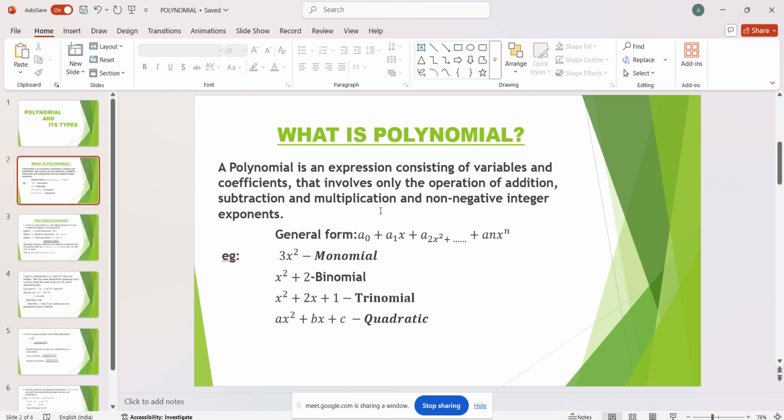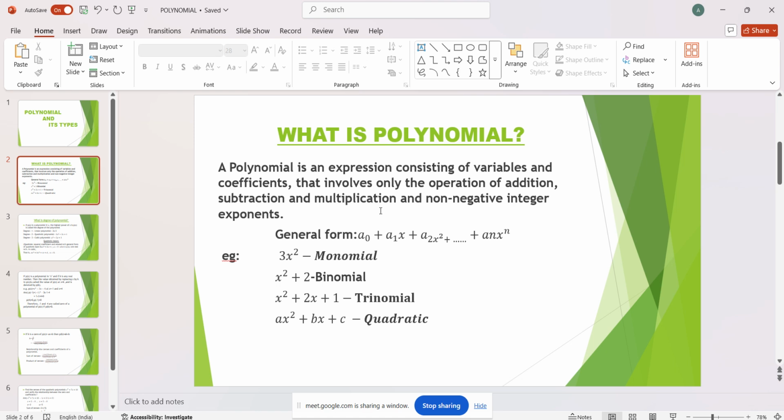A polynomial is an expression consisting of variables and coefficients that involves only the operations of addition, subtraction and multiplication, and non-negative integer exponents. The variables are English alphabets like x, y, a, b, c, d. The numbers are non-negative integer exponents.